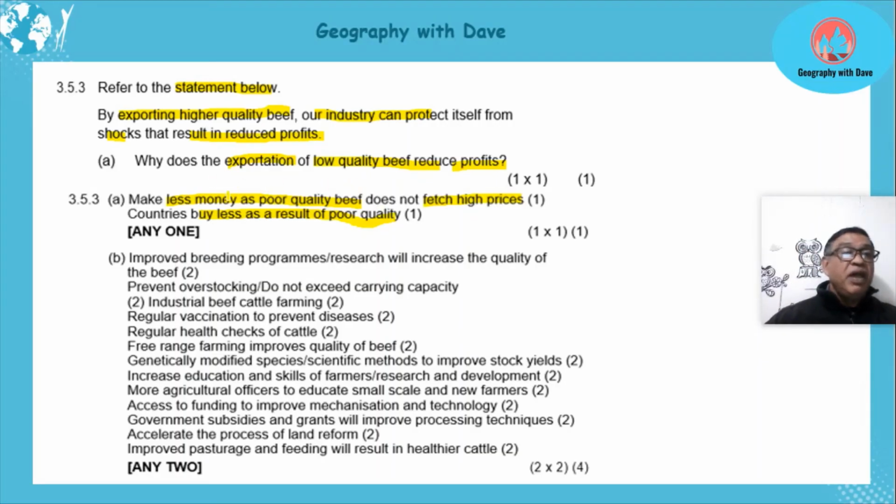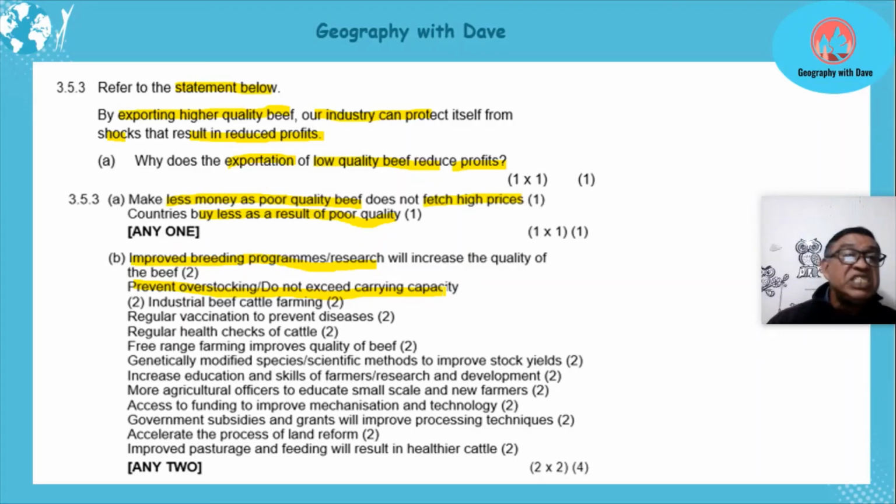Then B, we talk about here, and I don't have the question here. I must apologize for that. It says improve breeding programs and research, prevent overstocking, so that it does not exceed the carrying capacity.